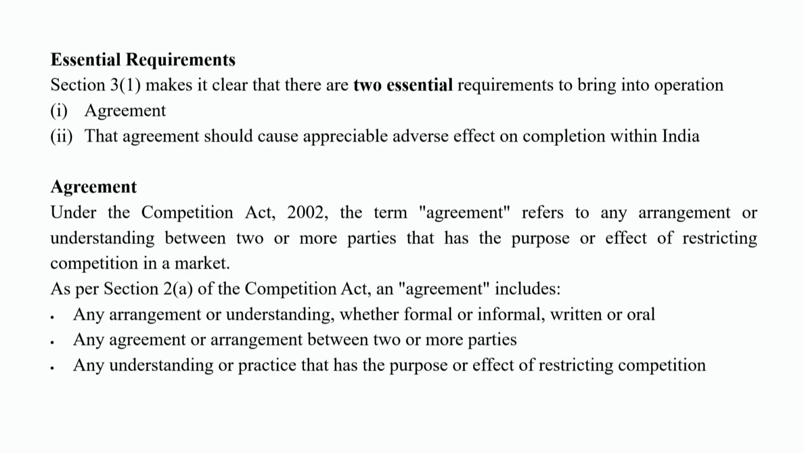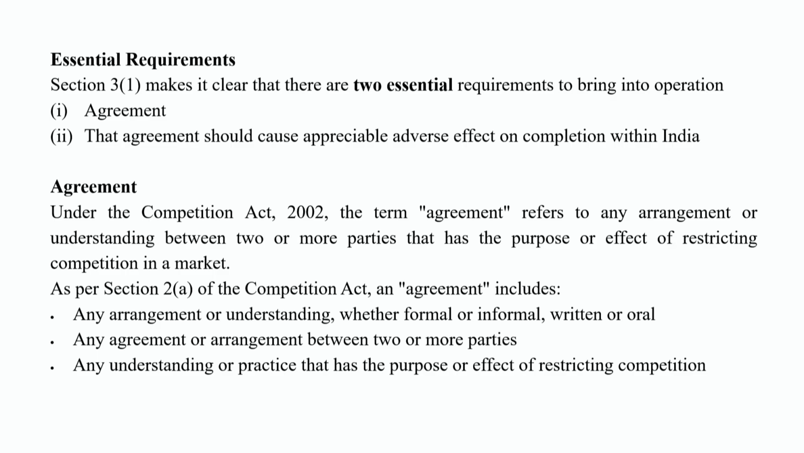restricting competition in the market. As per Section 2A of the Competition Act, an agreement includes any arrangement or understanding, whether formal, informal, written or oral, and any agreement or arrangement between two or more parties, or any understanding or practice that has the purpose or effect of restricting competition. So here the term agreement includes a wider range of activity.